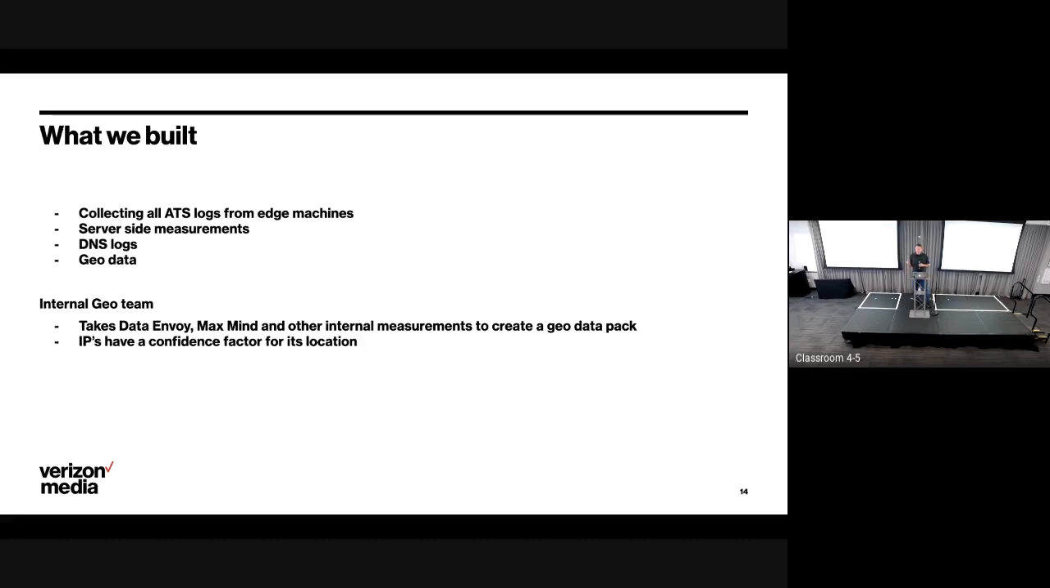They actually have two commercial packages they utilize, Data Envoy and MaxMind, and they combine that with some other internal measurements from other teams, Flurry and stuff like this. They create a geodata pack, and within it they have a confidence factor based on IP. If they match up with both commercial packages and what they're seeing, confidence is high. In other times, in certain areas, the confidence is really low as to whether this is the actual location. So we enhance data with the geodata pack.